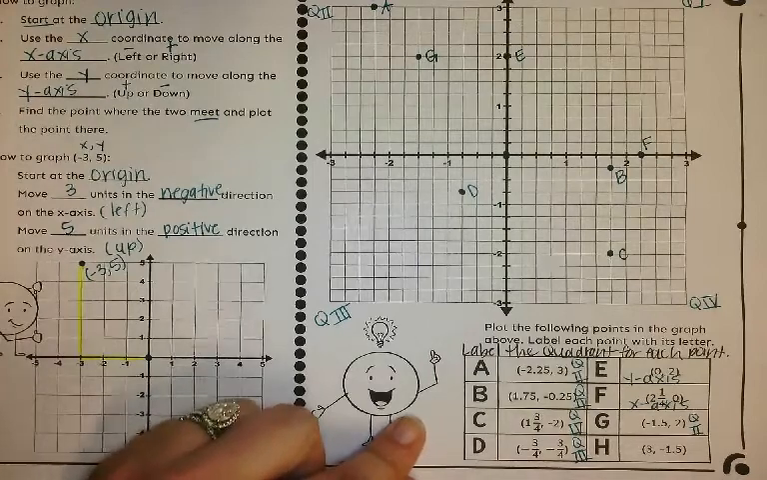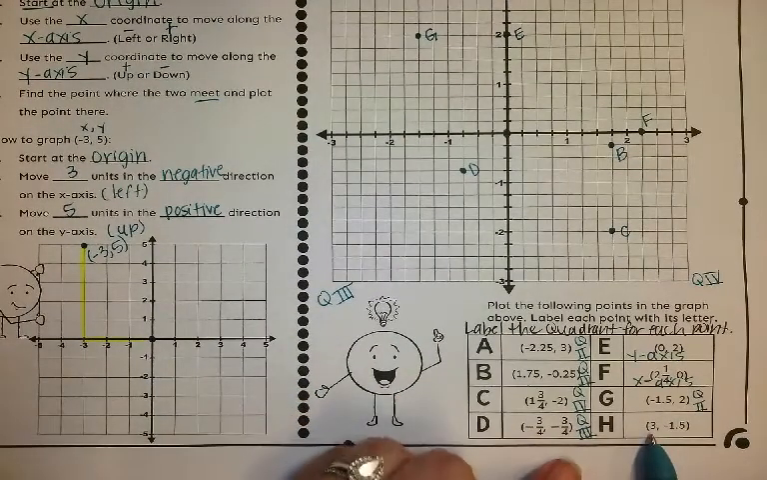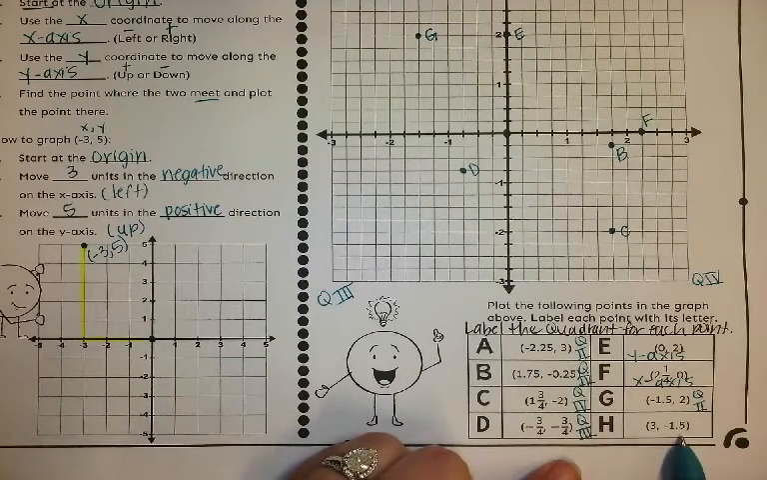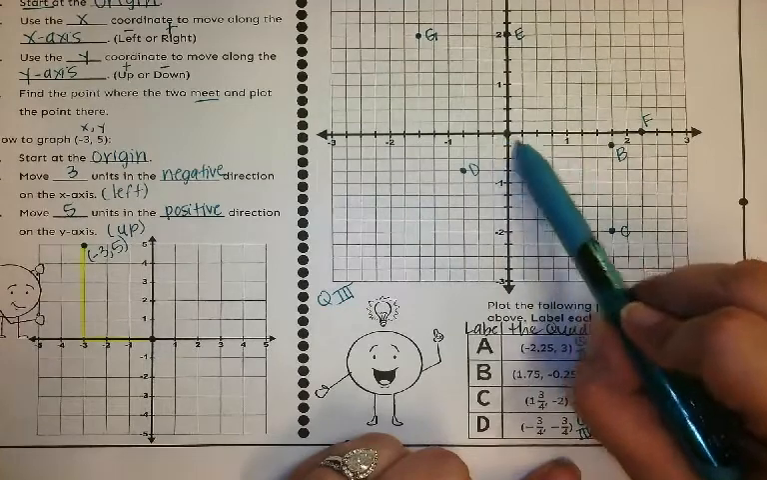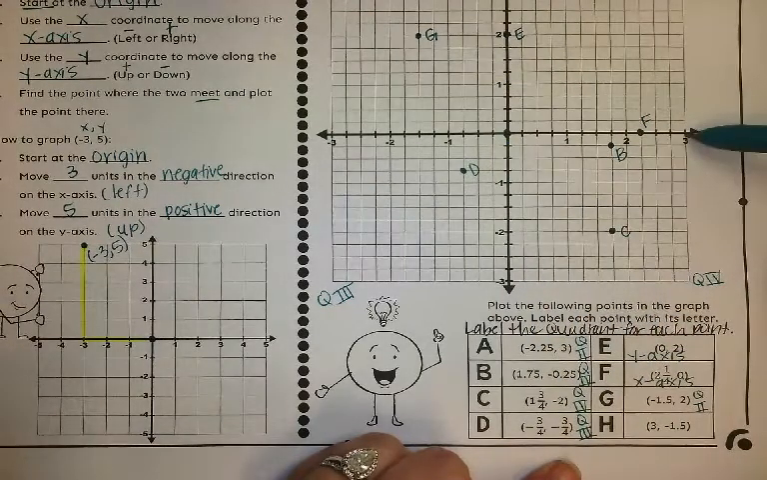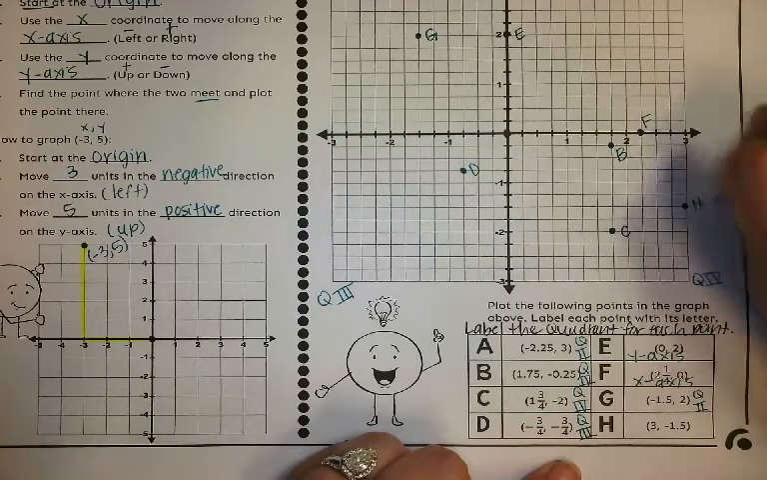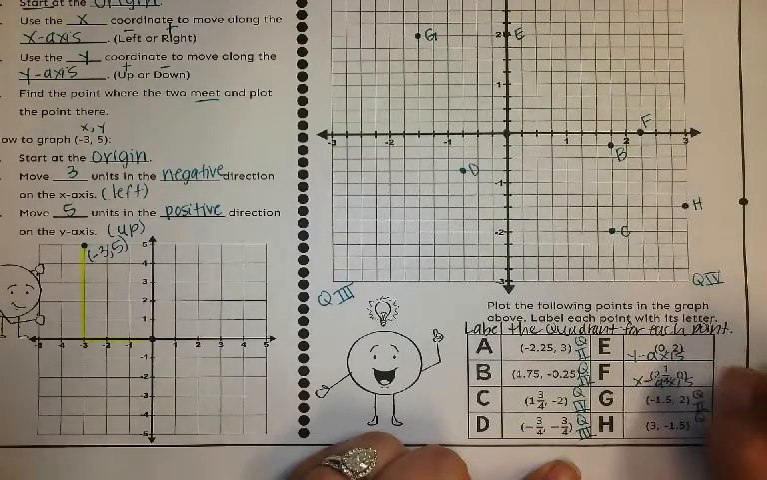And our last set of coordinates is +3, so we're going to go to the right on the x-axis, and -1.5, so down on the y-axis. So starting at the origin to +3, and then down to -1.5. So here's point H, which fell into quadrant 4.